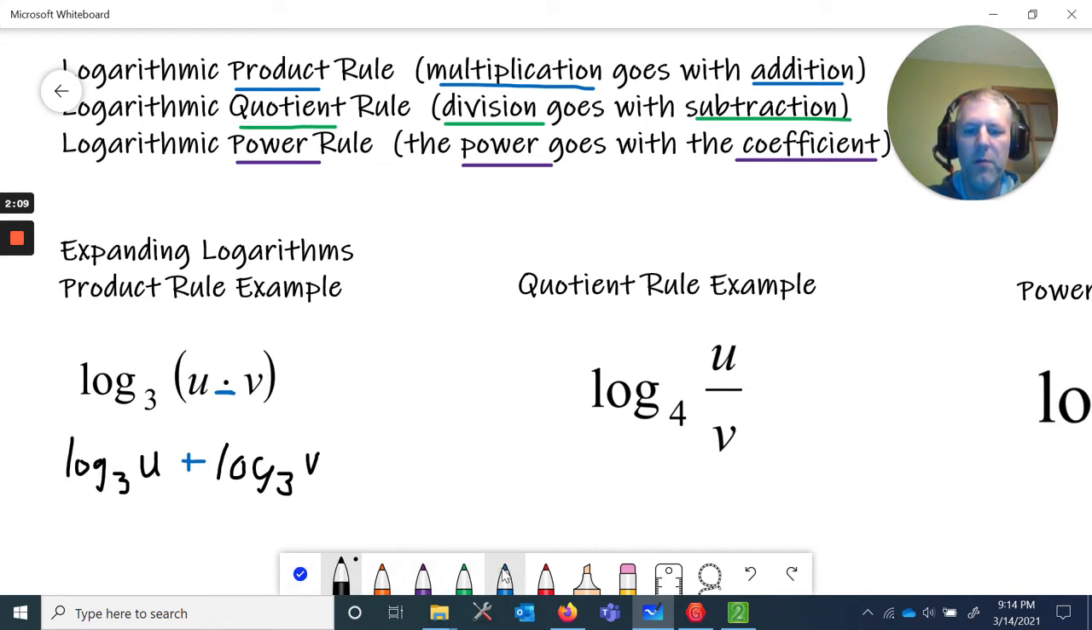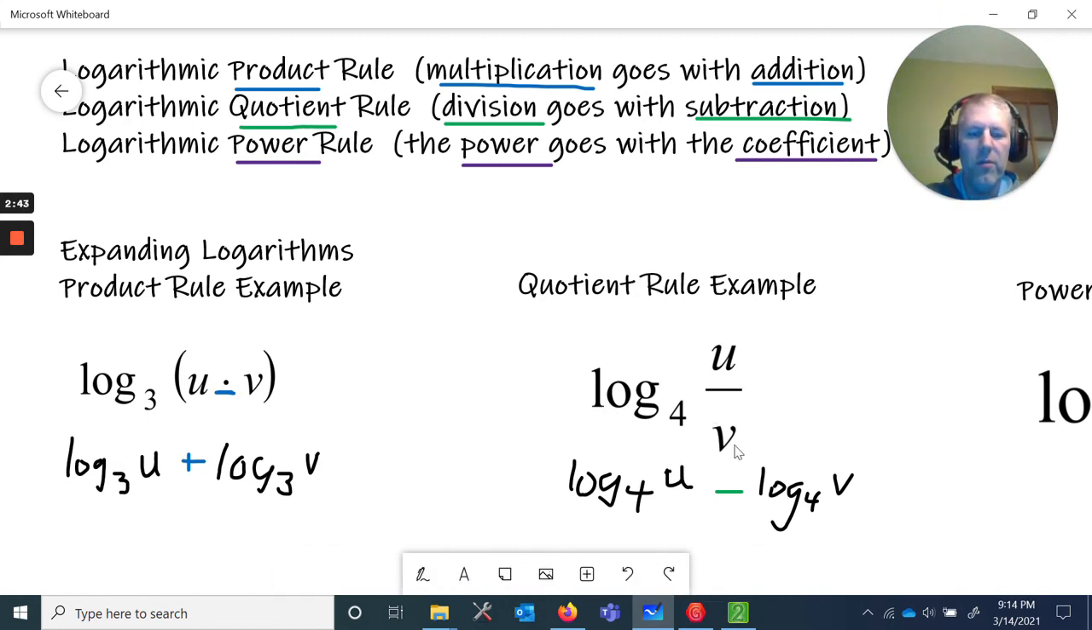Let's look at quotient rule. It works very similarly. We're going from division to subtraction. So we have log base 4 of u divided by v. So that's going to simplify to log, and notice the base is the same each time. So log base 4 of u. So quotient, divide, is going to go to subtract. Minus log base 4 of v. I'll make sure my u's and my v's look different. So that's a u, that's a v. Same thing here, u, v. Okay, so there's the quotient rule. So dividing is going to expand to subtract.